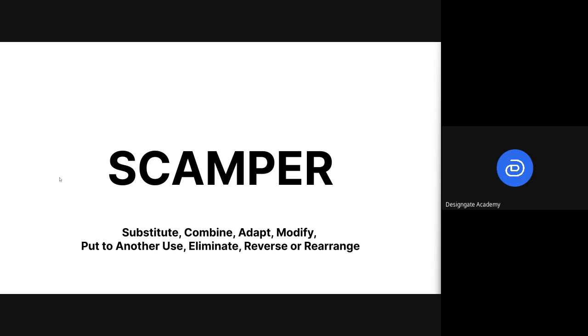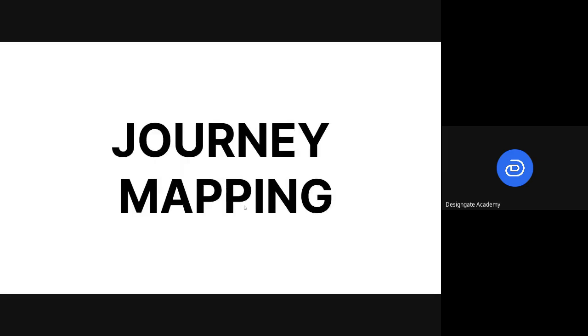Okay. Now you have SCAMPER. What else do we have? Journey mapping. We are just going to take a look at these two, SCAMPER and journey mapping. Now, journey mapping is where you put yourself in the shoes of the user and imagine them walking through that process. So journey mapping is very, very important.